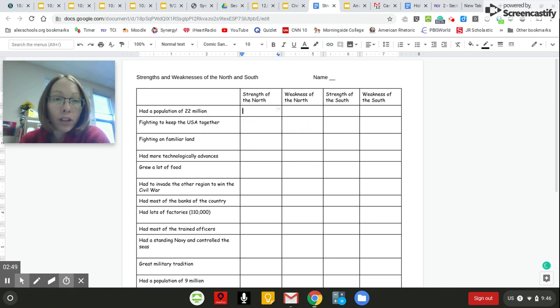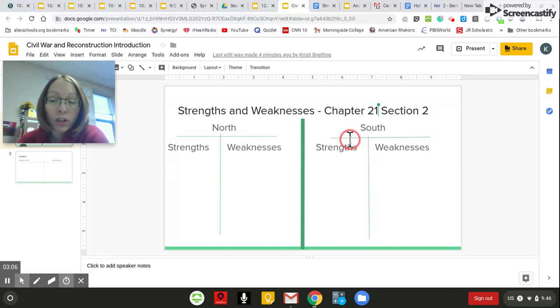When you're all done with that, I will later today post a key for this underneath it in Schoology so you can see how you did, but do definitely do this without the key first. See if you got it. This is a check of our understanding of what we read. So that's the strengths and weaknesses.